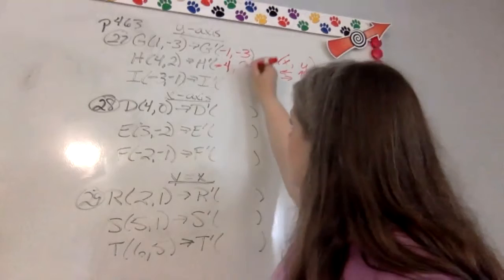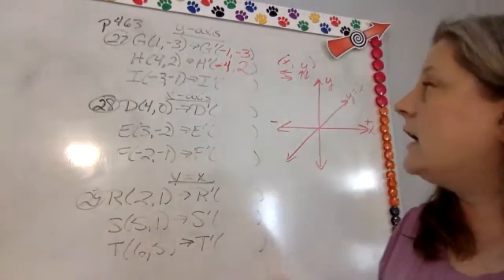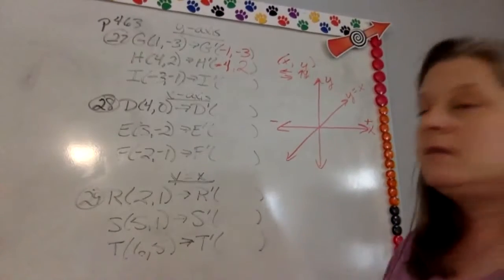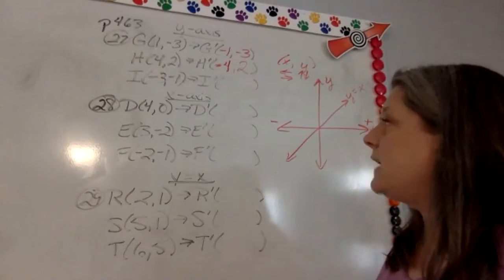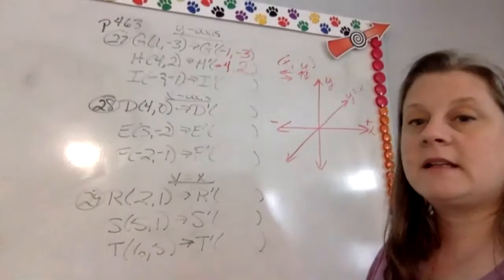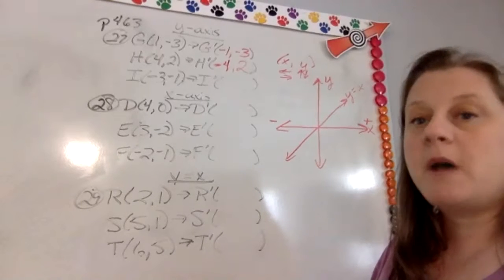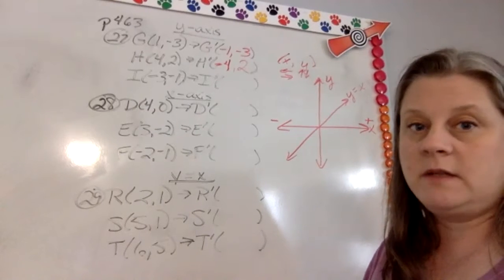Or just leave the two the same. Okay. You only change the x on here. If I'm reflecting over the y-axis, the x is the opposite. Okay, the y coordinate stays the same. So if it was a +2, it's going to stay a +2.